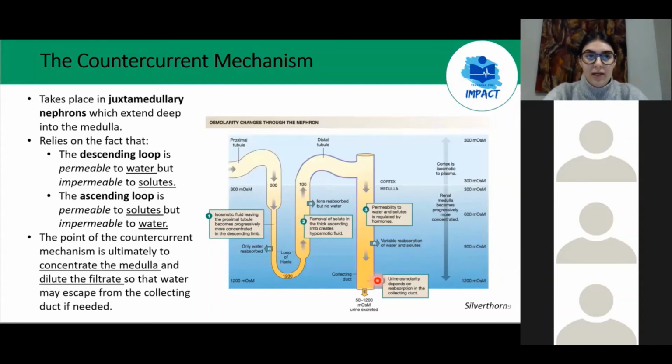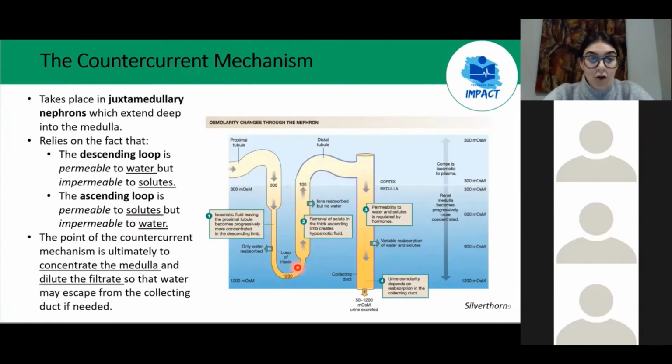So our countercurrent mechanism, what's happening? The countercurrent mechanism is taking place in the juxtamedullary nephrons. Remember how I told you that there are 2 types of nephrons? We have our cortical nephrons and our juxtamedullary nephrons. So this occurs in the juxtamedullary nephrons only. And it relies on the fact that the descending loop, remember, is permeable to water but not solutes, and the ascending loop is permeable to solutes but not water. We went through that concept on the last slide.